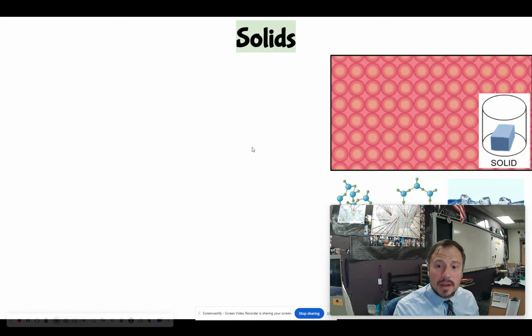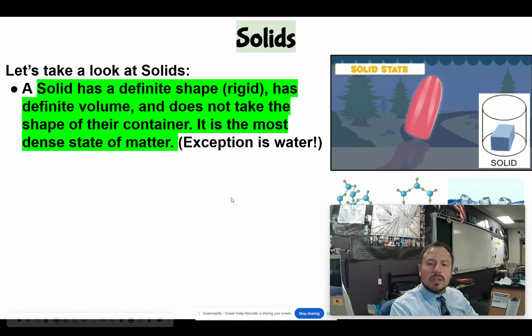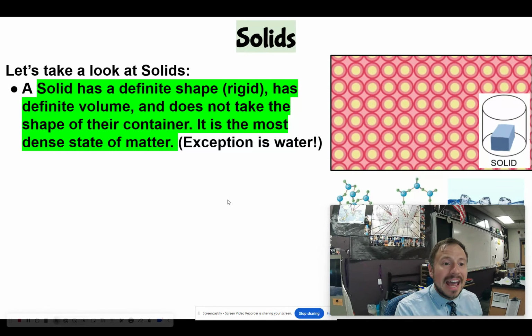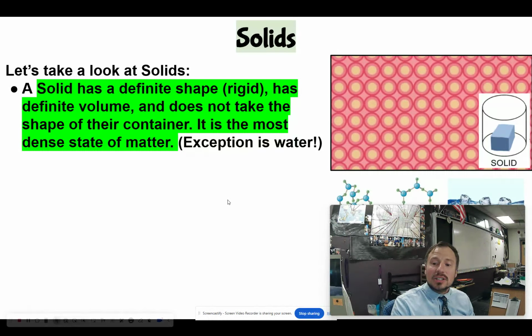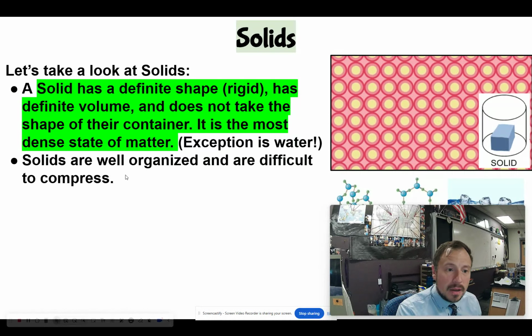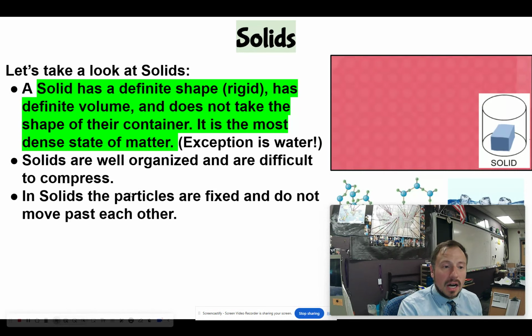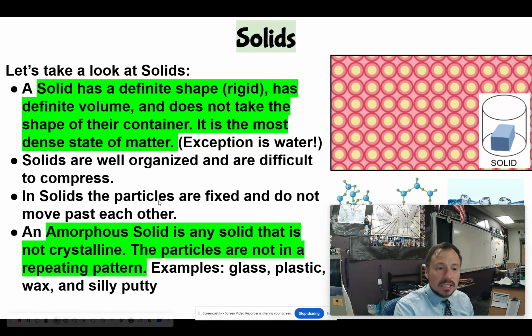Let's get started. So first let's go over the states of matter. So let's look at solids. A solid has a definite shape, meaning it's rigid, has definite volume, and does not take the shape of its container. It is the most dense state of matter, and the exception is water. Solids are well organized and are difficult to compress. In solids, the particles are fixed and do not move past each other.